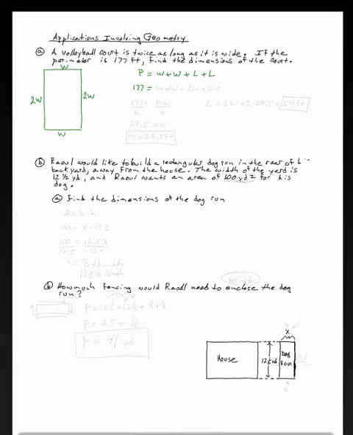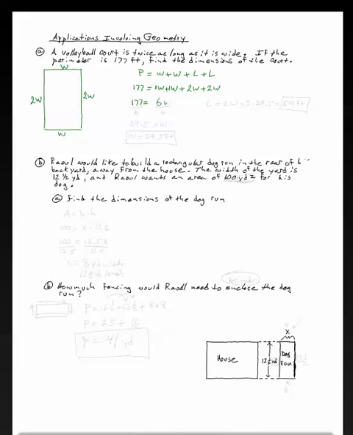Our widths are W, so we have W plus W, and our lengths are both 2W, so we write 2W plus 2W. So that gives us 177 is equal to, now these are all like terms, W plus W plus 2W plus 2W. Each of these W's is 1W, so 1 plus 1 is 2, plus 2 is 4, plus 2 is 6.